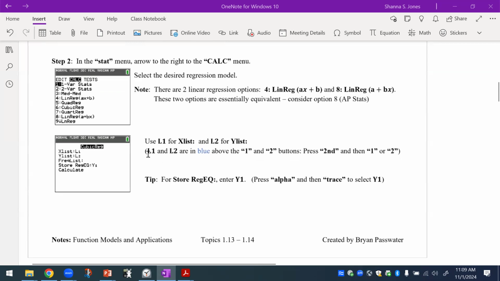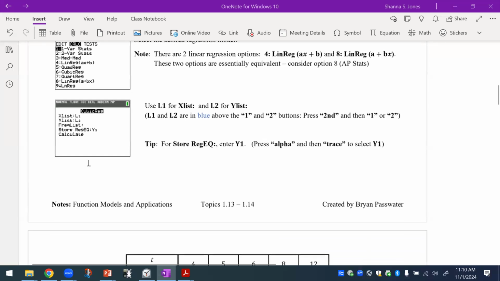After that, it's going to ask where your data is, or what data am I pulling from? If you put your X values in L1, you want to make sure it says L1. If you put your Y values in L2, you want to make sure it says L2. And then a tip is store, store, store.